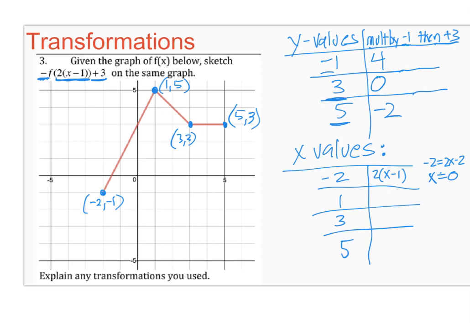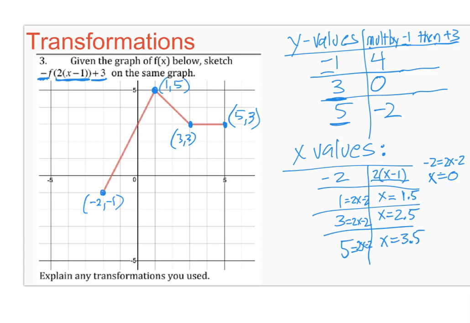For 1, let me put this over here so that I have a little bit of room. If I add 2 and then divide by 2, I get x equals 1.5. For 3, it is equal to 2x minus 2, and that's just distributing this stuff so I don't have to do that every time. If I add 2 and then divide by 2, I get x equals 2.5. And for 5, the same thing. If I set it equal to 2x minus 2, add 2 and then divide by 2, I get x equals 3.5.